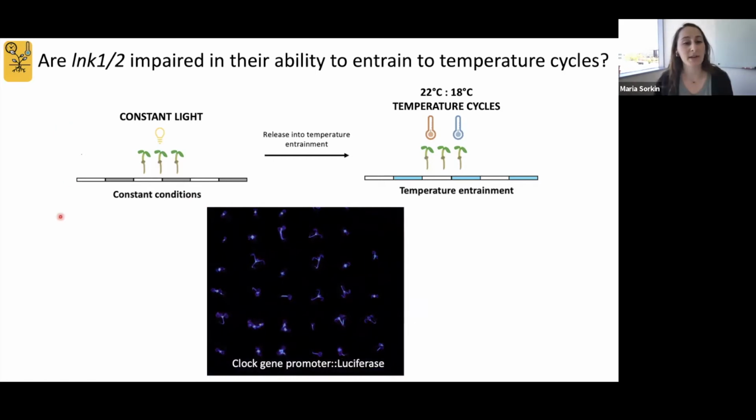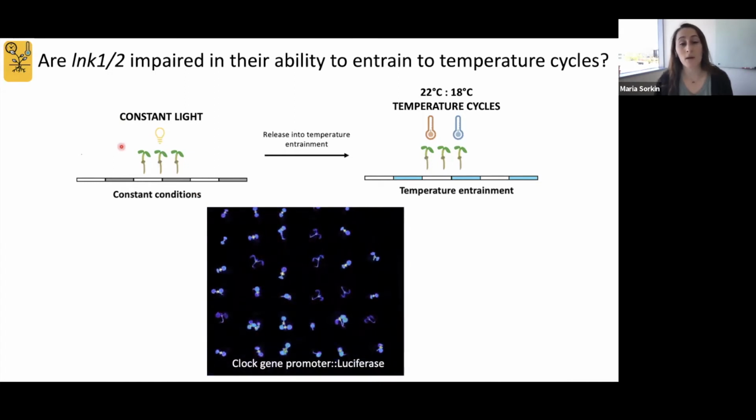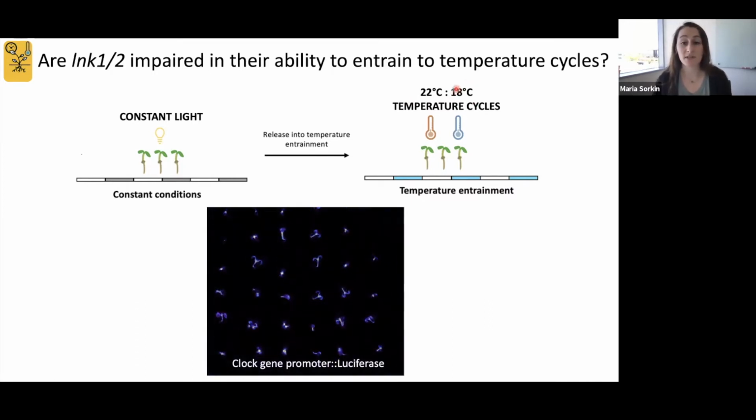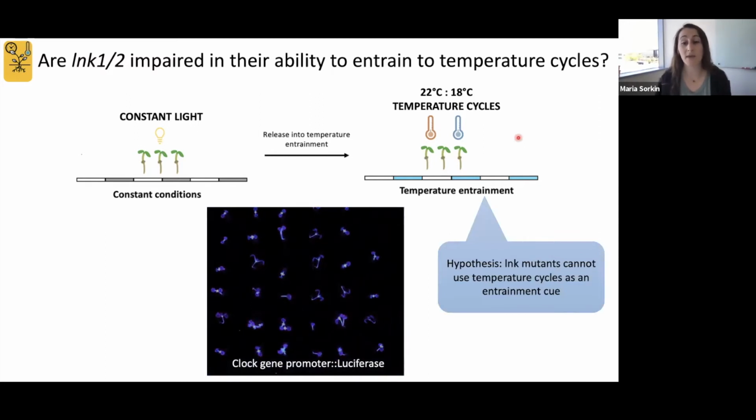So when we're imaging these plants, we first grow them in constant light. This is a condition in which the plant has no entrainment cue. It's relying solely on its circadian clock to maintain rhythms. We then transfer it into a temperature cycle condition where we're providing 12 hours of 22 degrees Celsius and 12 hours at 18 degrees Celsius, in which a wild type plant would be able to use this cycling pattern to entrain circadian rhythms. And our hypothesis is that the link mutants would not be able to use temperature cycles as an entrainment cue.